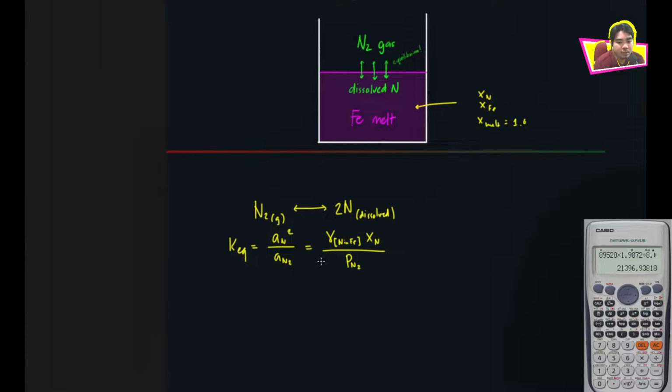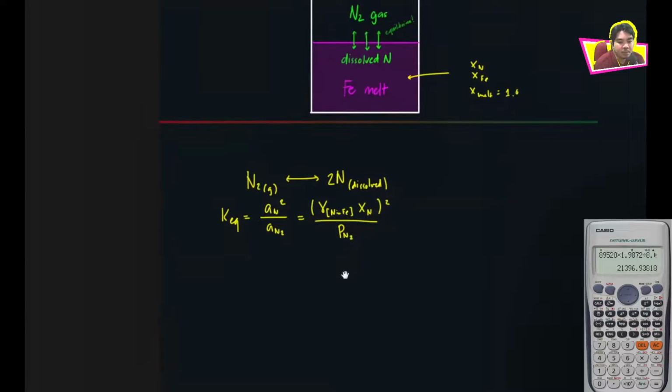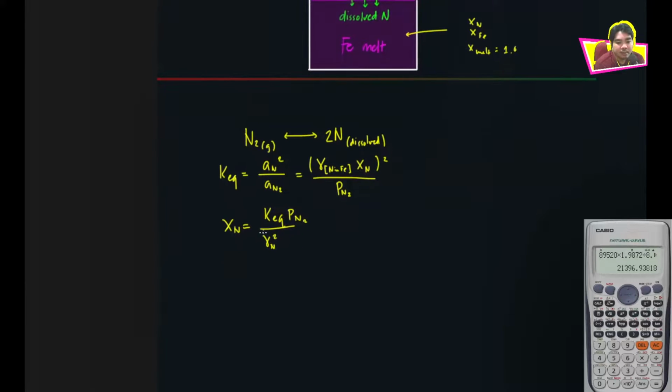Kung i-rearrange natin 'to, wait, this should be squared, no? Tama? Tama, squared. May squared pa pala. If we try to rearrange this, we should get xn is equal to, so lipat natin, this is KEQ over gamma, lagay ko lang gamma n, no? Gamma n squared multiplied by partial pressure of N2. Tama? And this is also squared.